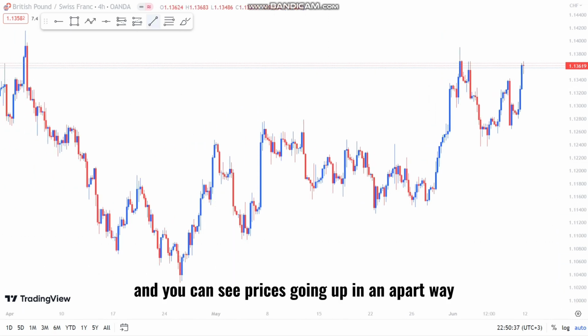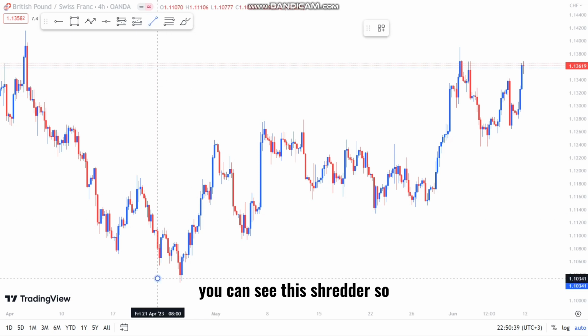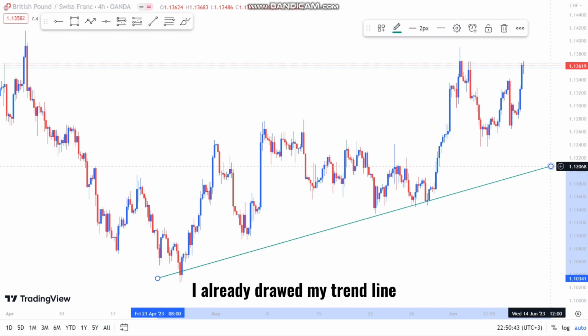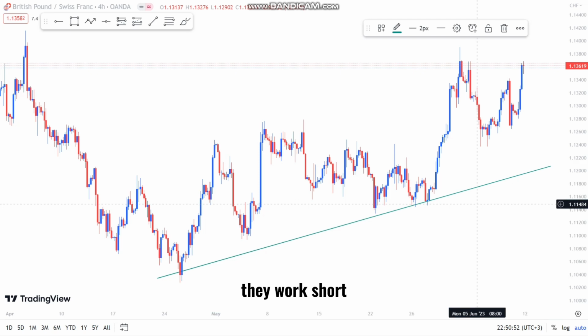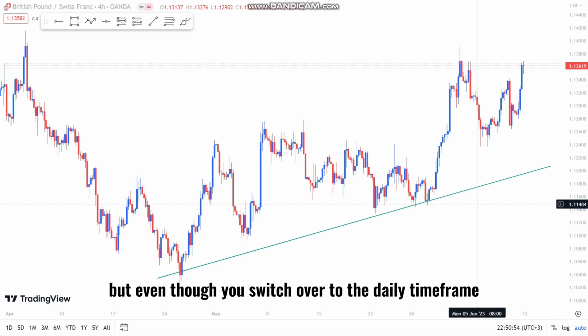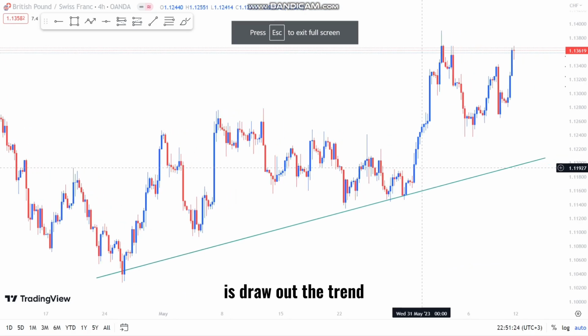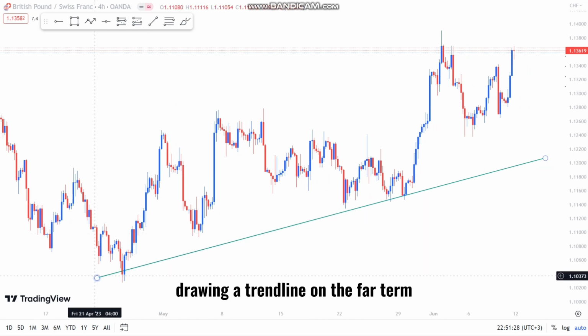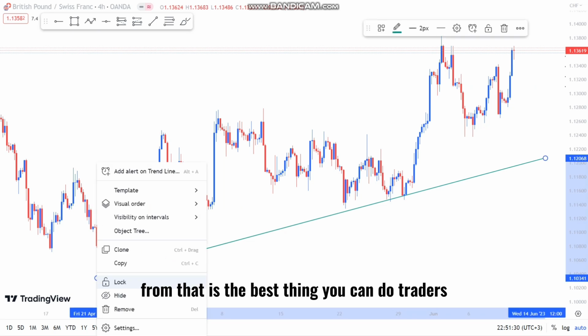You can see price is going up in an upward way. You can see this, traders. So this is the first thing that I'm always going to draw. I always draw out my trend line so that I can give price direction. Even though you can switch over to the daily time frame, the first thing I always want to do is draw out the trend. I always like to give price my trend, and drawing a trend line on the 4-hour time frame is the best thing you can do, traders.